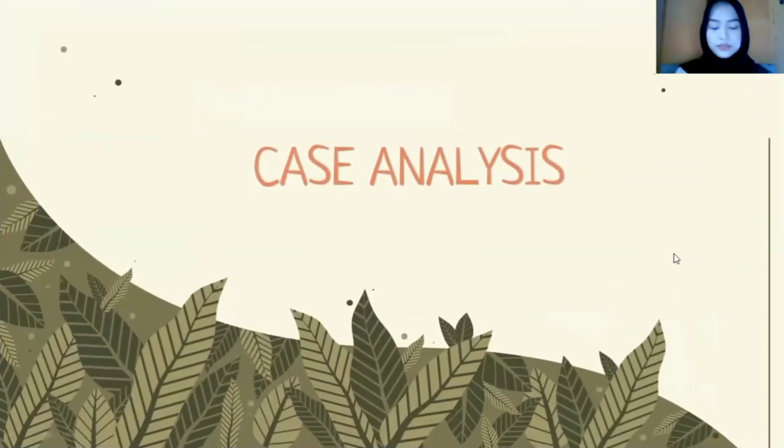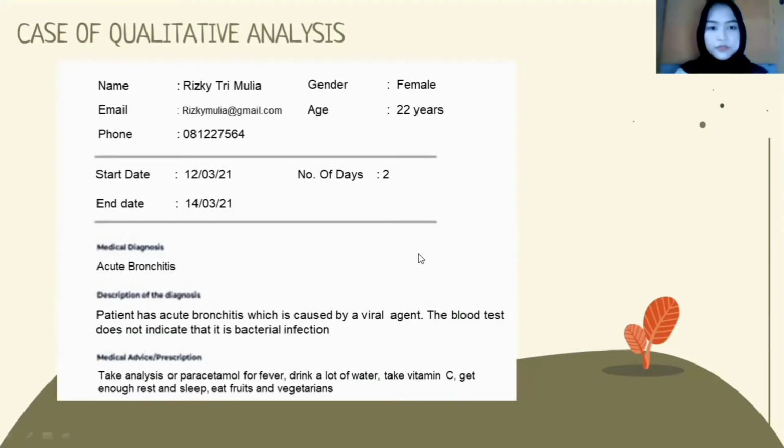Case analysis. First, the qualitative analysis of medical diagnosis. You can see that there are some points that should be critically analyzed. In this point, a case of qualitative analysis about medical diagnosis.